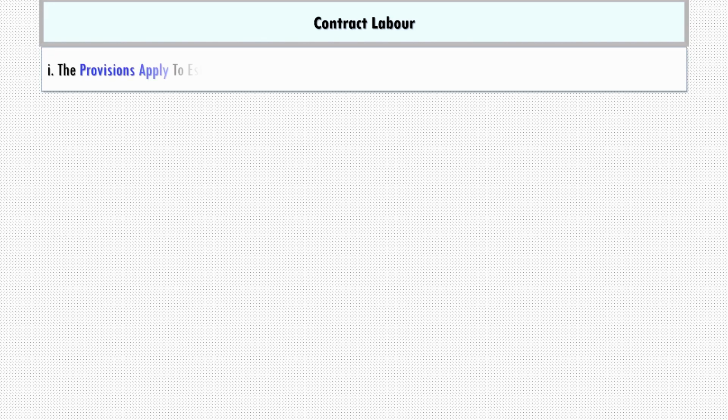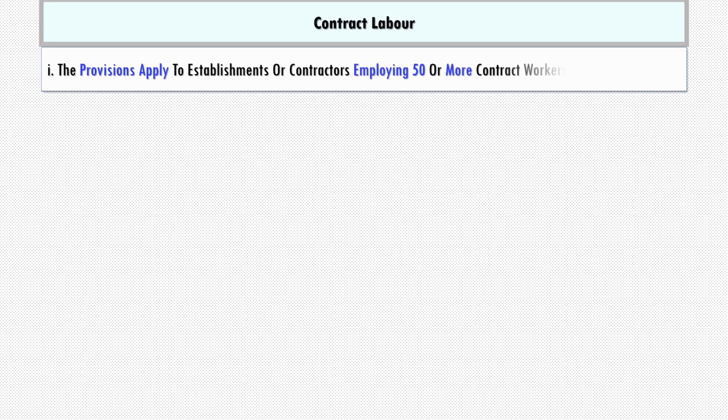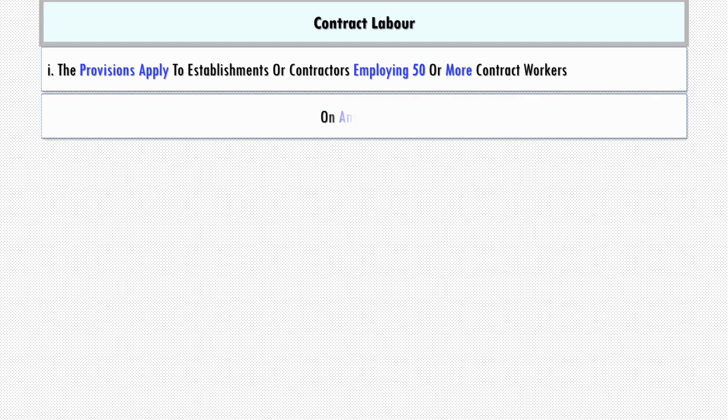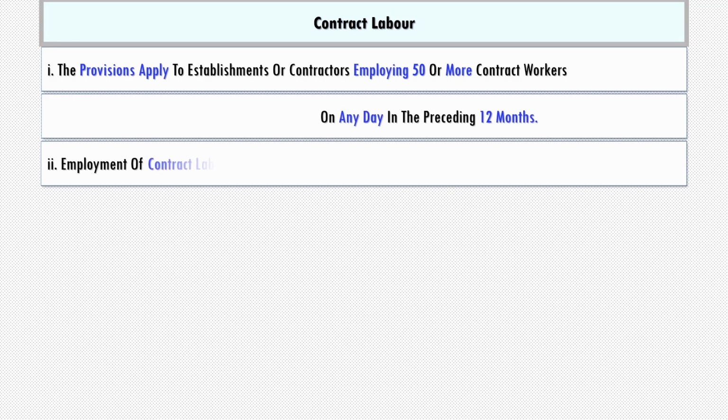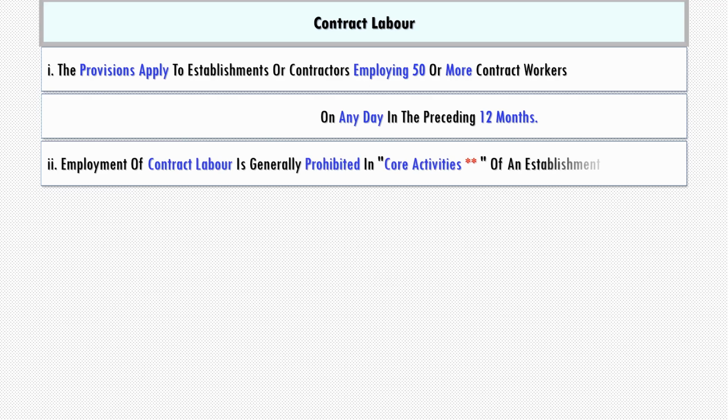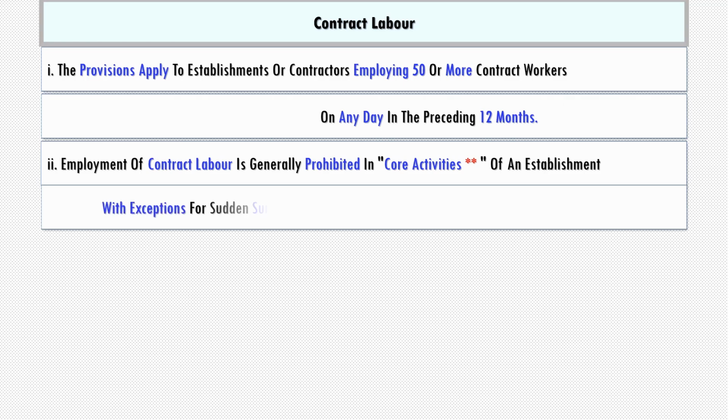Certain special provisions in respect of contract labor. The provisions apply to establishments or contractors employing 50 or more contract workers on any day in the preceding 12 months. Employment of contract labor is generally prohibited in core activities of an establishment, with exceptions for sudden surges in workload or activities that do not require full-time workers.